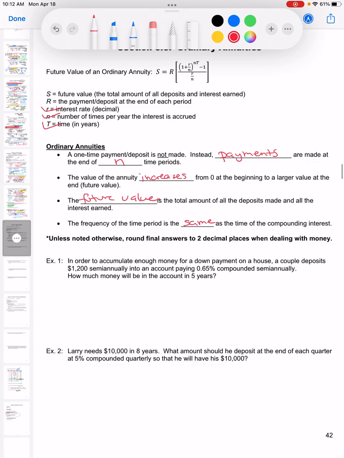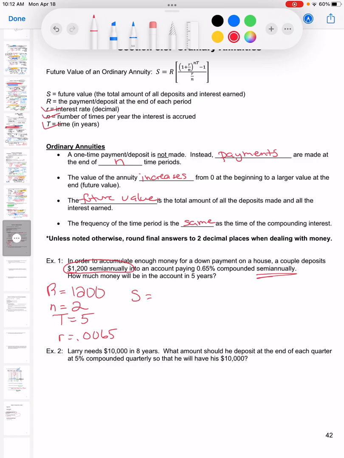So let's get started with this formula. In this first one, I'm going to deposit $1,200 semi-annually. I know that I am using this formula because I'm depositing more than once. It's going to talk about semi-annually again, and we saw that with compound interest in 5.2. The difference is 5.2 was a one-time deposit and 5.3 is depositing over and over again. So we're depositing semi-annually, that's twice, for 5 years, and our interest rate, be careful, is 0.0065.